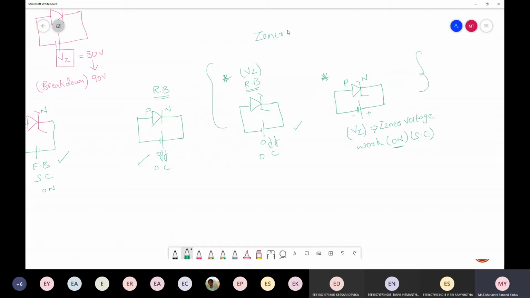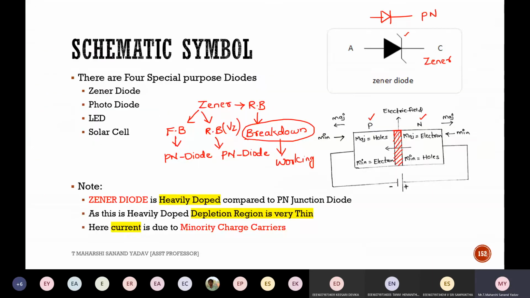If it is a Zener diode, you need to remember that it is heavily doped. At the same time, it operates only under reverse bias, and under reverse bias also only in the breakdown region. Clear, or any doubts with this? When we solve some problems, you'll be more comfortable with this concept. So let us see.